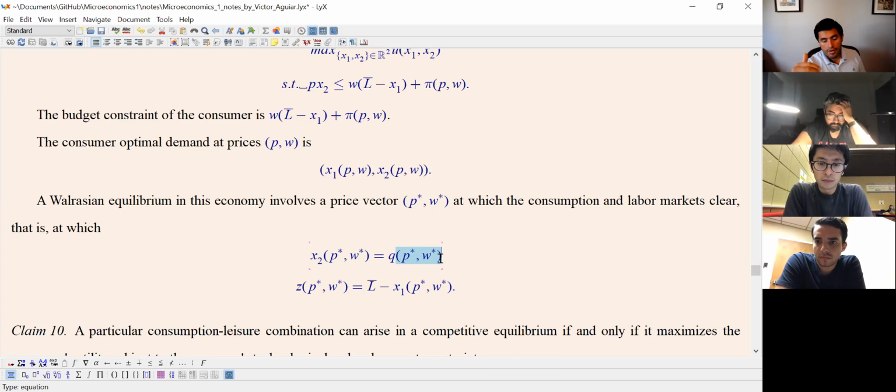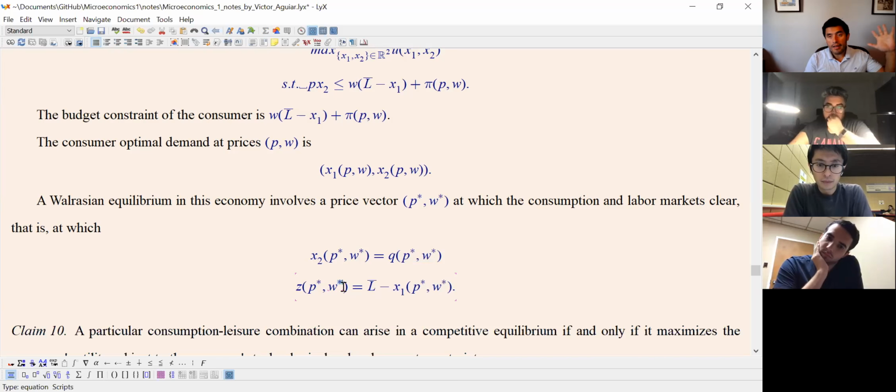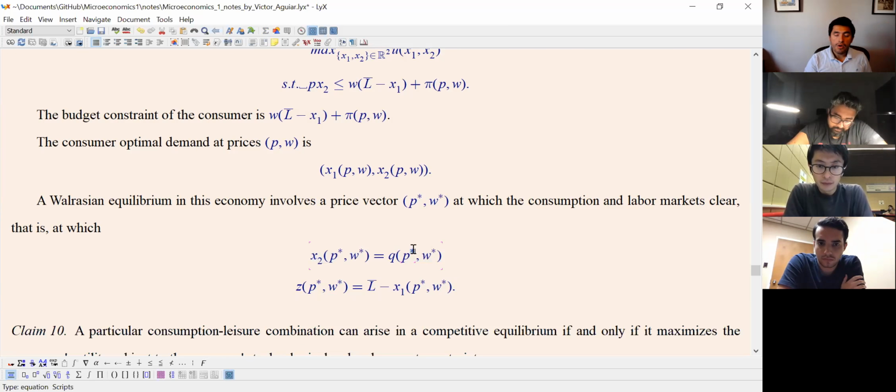And what is the market of the labor? Whatever the firm uses as labor or employs as labor is equal to the supply of labor by the agent, right? So this is the market of labor, and this is labor supply on the right-hand side and labor demand on the left-hand side. And this is basically demand of coconuts in the left-hand side and supply of coconuts in the right-hand side, okay?